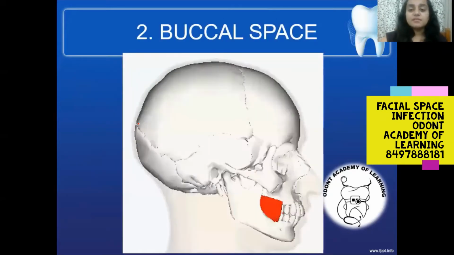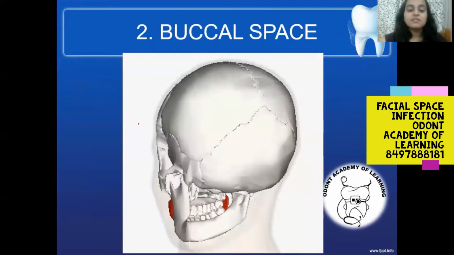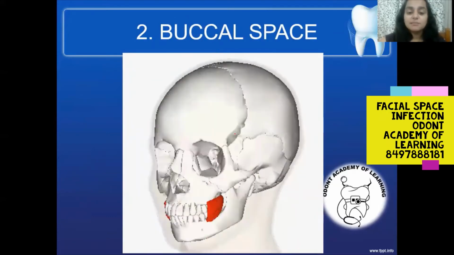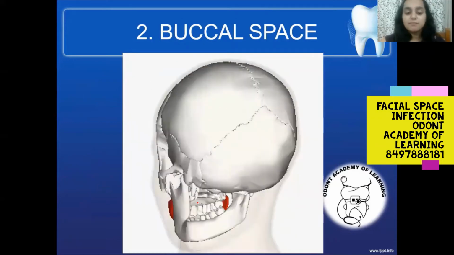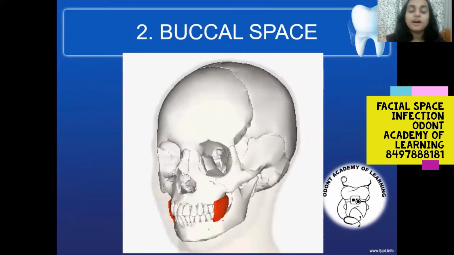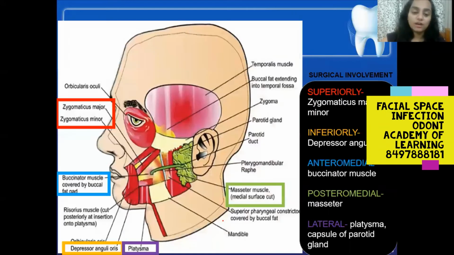Now, the next space is called the buccal space. Buccal space, as the name suggests, involves the buccinator muscle. So the teeth involved are premolars and molars. So this is the buccal space here.